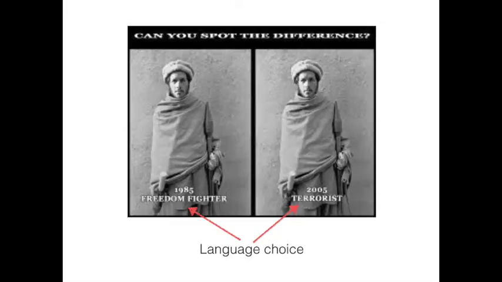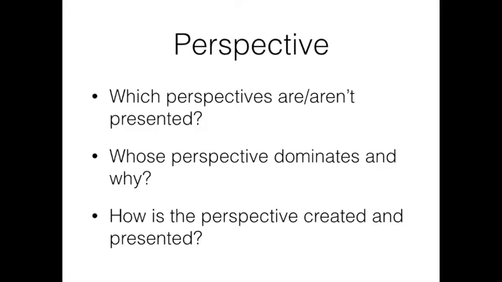You have to remember that there are two points of view in play when you're reading Brave New World. Yours and Huxley's. And Huxley is using the medium, the textual features and language to try and influence you to accept his perspective. There is a link between representation and dominant perspective. And a few questions that are worth answering, whatever your text is for Module C, are which perspectives are or aren't presented? Whose perspective dominates and why? How is the perspective created and presented?